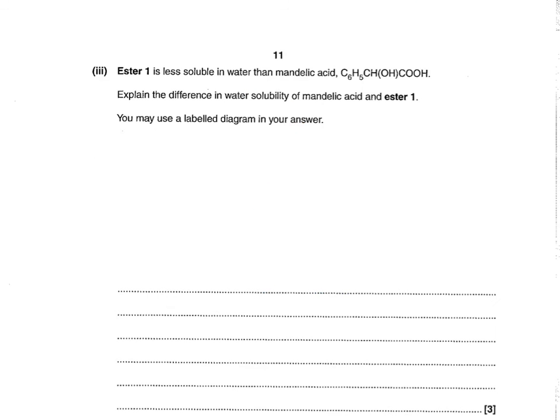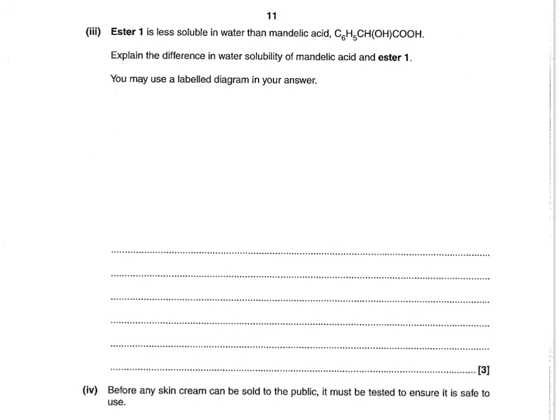So let's now move on. It says ester 1 is less soluble in water than mandelic acid. So if we think about what they're trying to drive at here, we're talking about physical properties as opposed to chemistry. So they want the difference in water solubility of mandelic acid and ester 1 to be explained. And it's a good idea here, if it says to use a labelled diagram, to put down again the structure of mandelic acid and the structure of ester 1, just to remind ourselves.